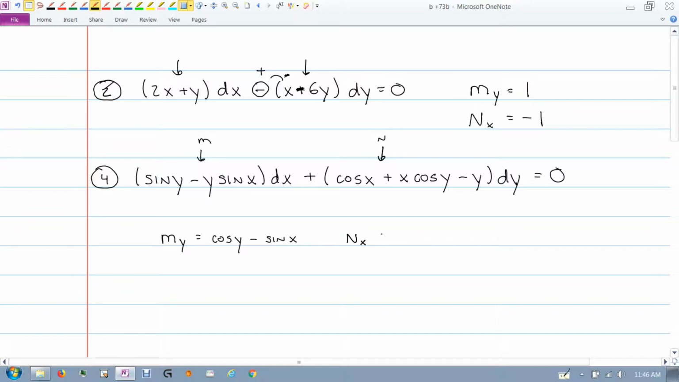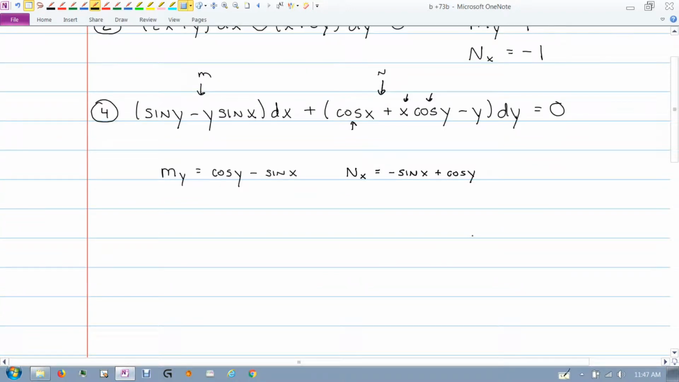Now the partial of N with respect to x is going to be, well, let's see, the derivative of this is negative sine x. And then, this is x as our variable, so we treat that like a constant. The derivative of x is 1, so we just get cosine y. And notice that those are the same, therefore we can proceed. Now, this is equal to our partial of f with respect to x. So we know it's sine y minus y sine x.